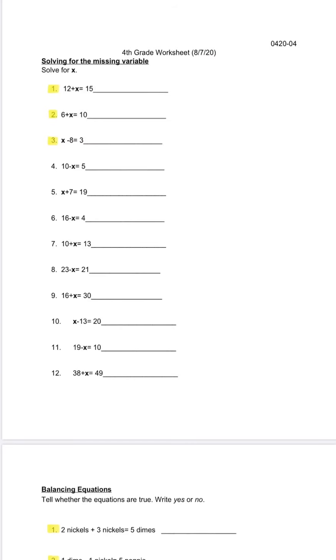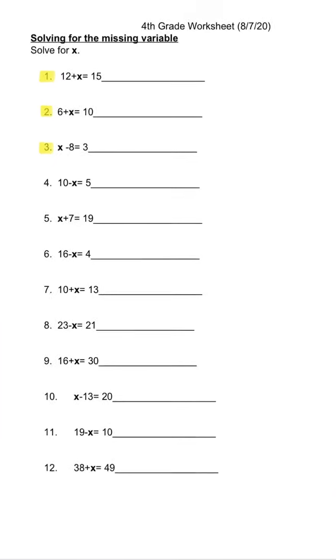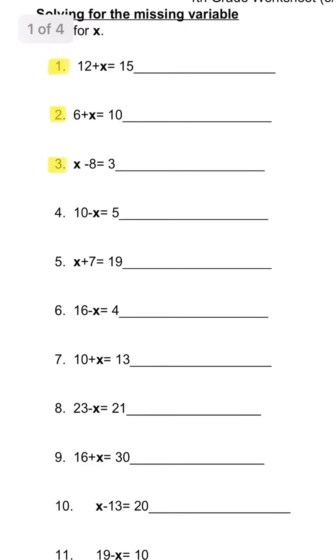So we're going to start with numbers 1 through 3, solving for the missing variable. The instructions say solve for x. If you didn't know what x was, x is just a placeholder. So we're going to go ahead and solve for that.